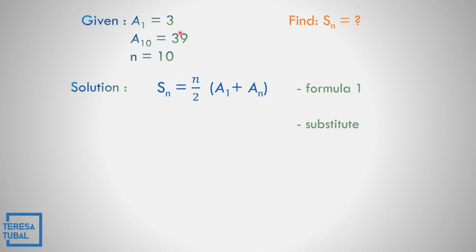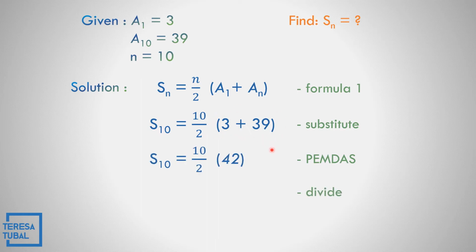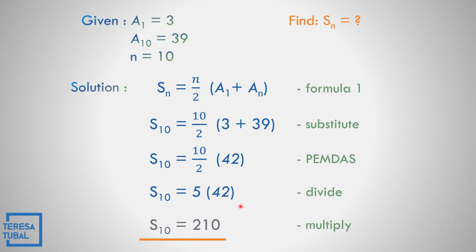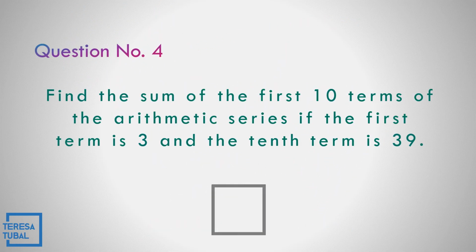We need to replace all the values in the given equation. So that becomes S sub 10 is equal to the value of n is 10 divided by 2. The first term is 3, the last term is 39. So using PEMDAS, we need to solve the parentheses. 3 plus 39 is equal to 42. Copy 10 over 2. And then we need to divide. 10 divided by 2 is 5, copy 42. So 5 times 42, the answer is equal to 210. So the sum of the first 10 terms of the arithmetic series is 210.